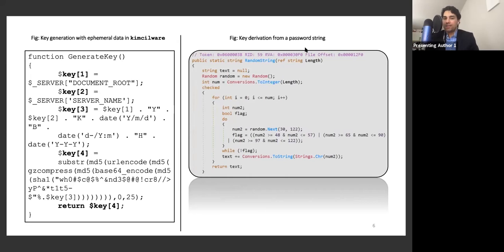On the right-hand side, you see key derivation from a password string. This is taken from a .NET ransomware. Because it's .NET, it's easy to decompile and read the source code. And what we're seeing is that they're generating a random string. However, observe that the random string is being generated using a call to System.Random. Now that's not good, because System.Random is not cryptographically secure.